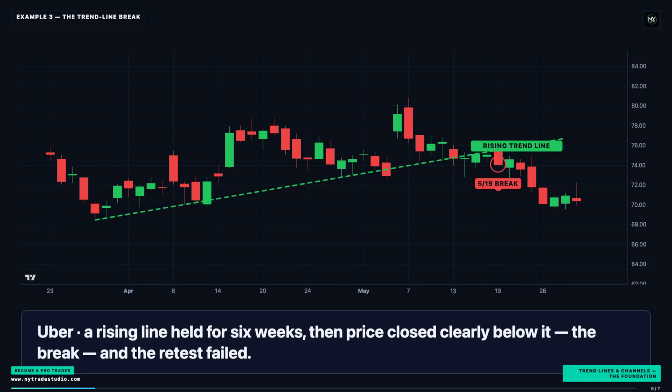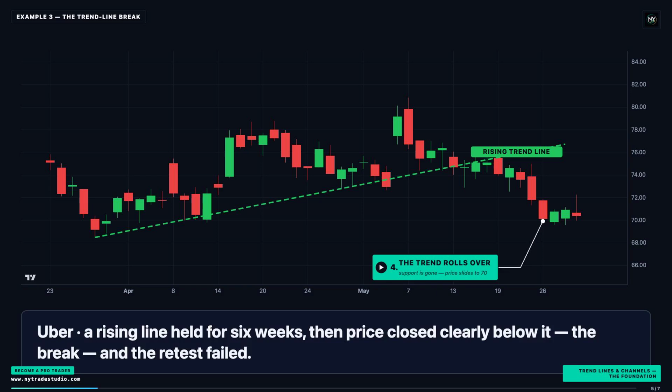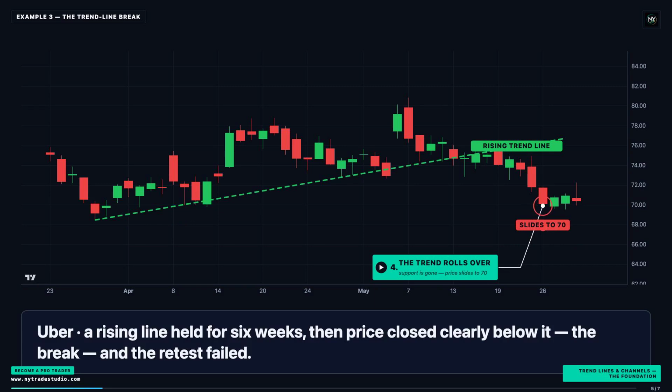From there, the trend simply rolls over. With the line broken and flipped, there is nothing holding price up, and Uber slides from the mid-70s back down to around 70. That is the trend line break. When price closes through the line, the trend that built it is changing, and that broken line becomes your new ceiling. Respect the break, and you step aside before the slide.